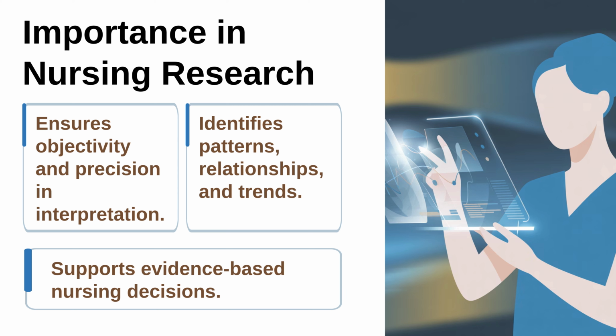Statistical measurement ensures objectivity and precision in interpretation. This means our conclusions are not based on personal judgment, but on measurable evidence. It also helps identify patterns, relationships, and trends. For example, linking lifestyle to hypertension or stress level to academic performance.